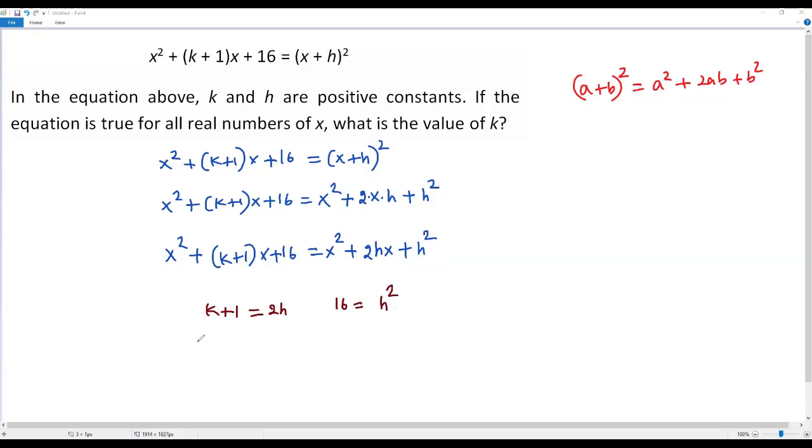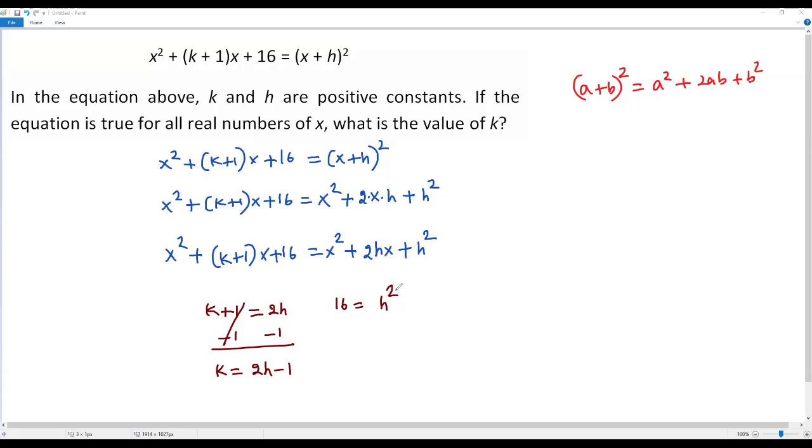Now our aim is to get the value of k. Here we have k + 1 = 2h. Let me subtract 1 from both sides. When I do so, +1 and -1 cancel out. I'm getting k = 2h - 1. If I know the value of h, I can plug it in over here and get the value of the constant k. For that, we have to solve for h in this equation. Here we have 16 = h².